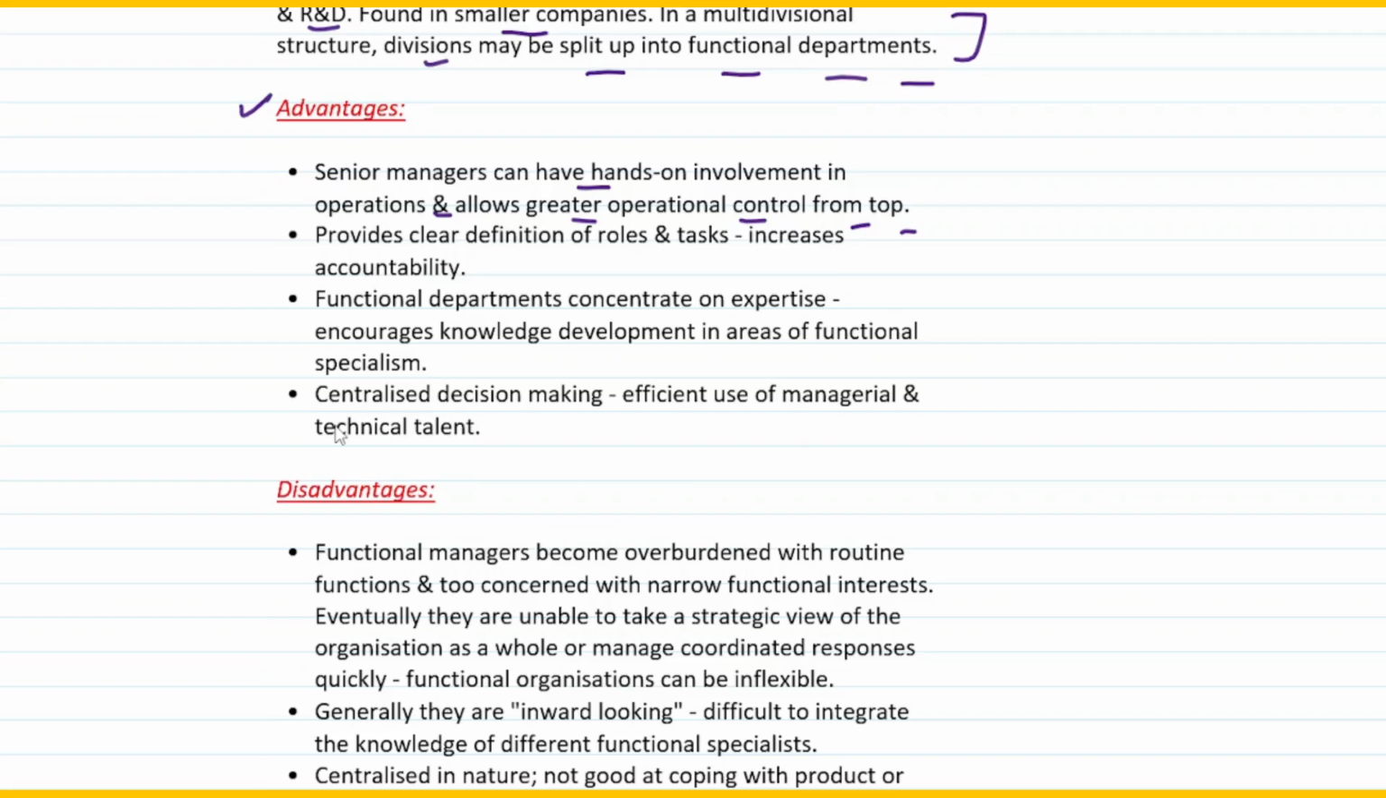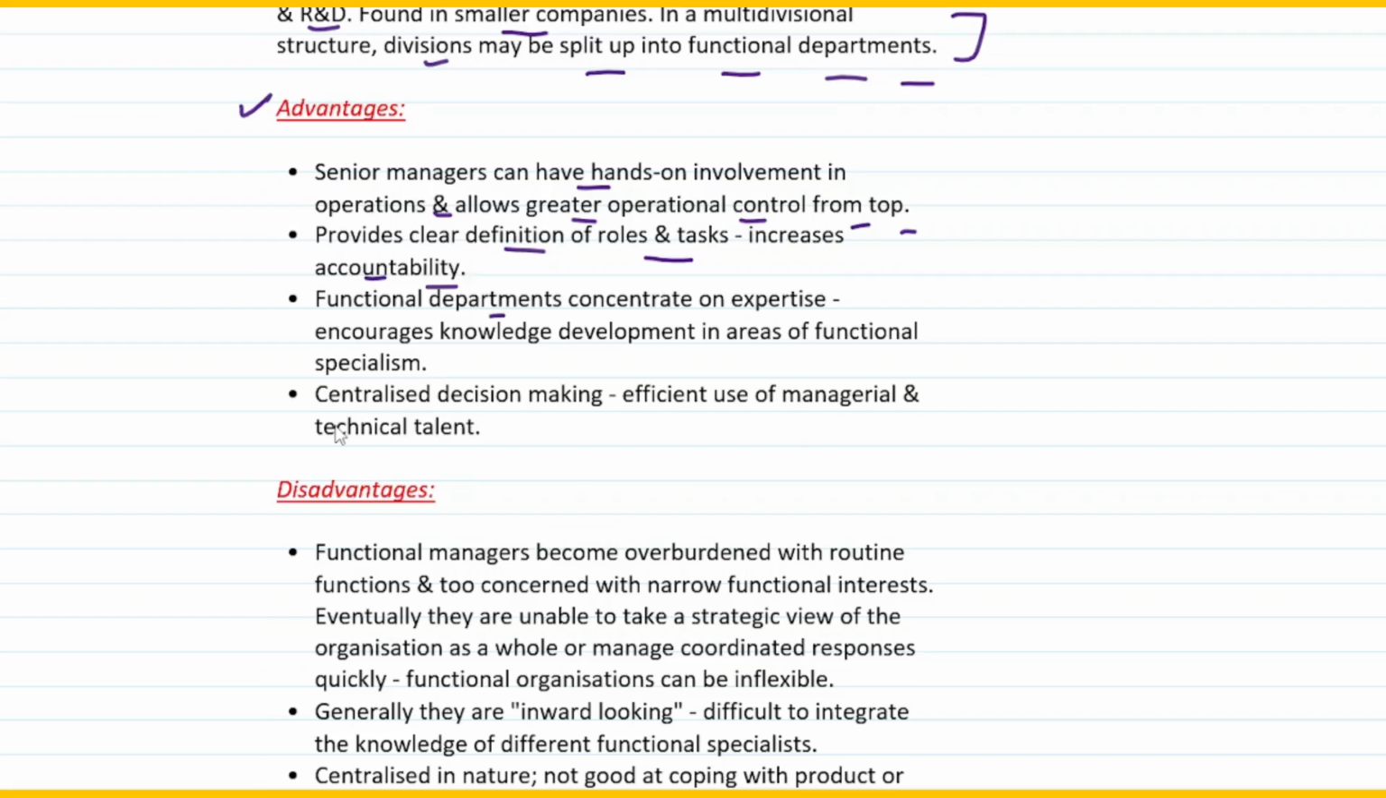For example, if a senior manager is in the HR department, specifically handling only HR, in a functional structure he will have more control from the top, right? Now, it provides clear definition of roles and tasks and increases accountability. The functional structure defines the roles and tasks for every employee in that particular function, and it increases accountability. That means you are answerable for the task that you do. So that is one more advantage of the functional structure.